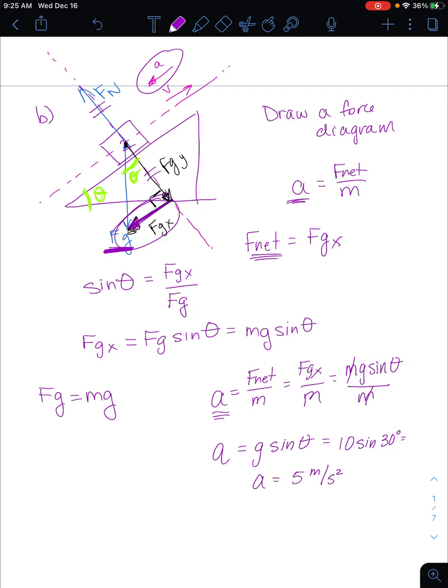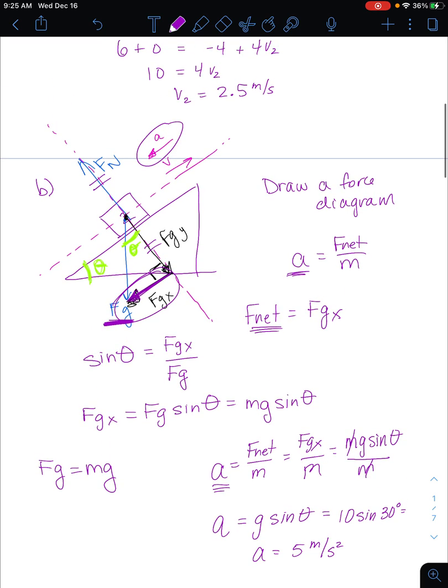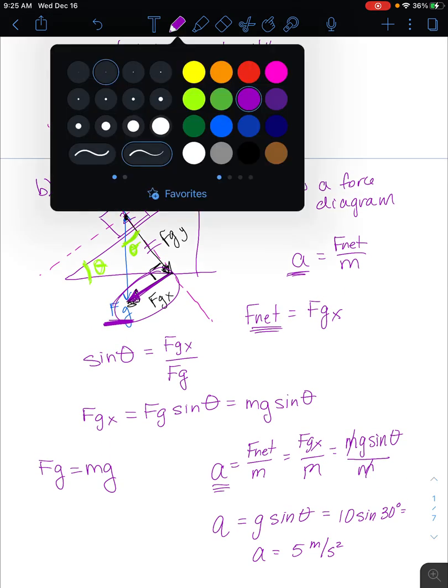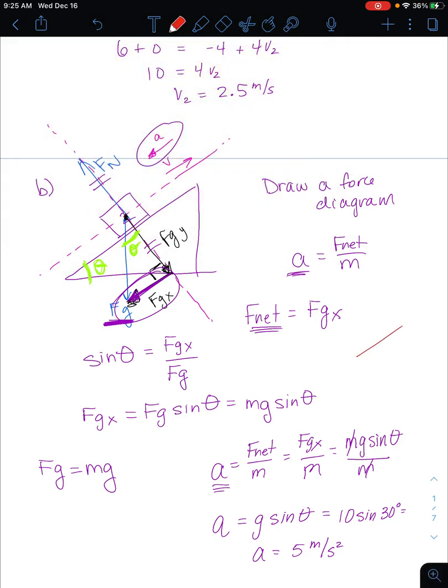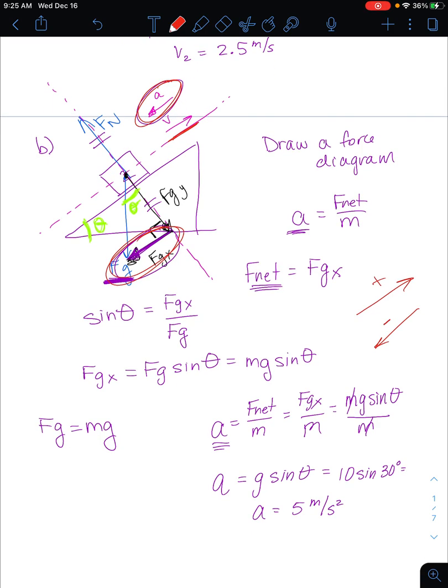Now that's the magnitude of my acceleration. I have to decide on signs now. I'm going to call up the ramp the positive direction, and so up the ramp will be positive and down the ramp will be negative. And because I'm accelerating down the ramp, opposite in the direction of my velocity, in the direction of my FGX, I'm going to throw a negative sign on that acceleration just to indicate that the acceleration was happening down the ramp.